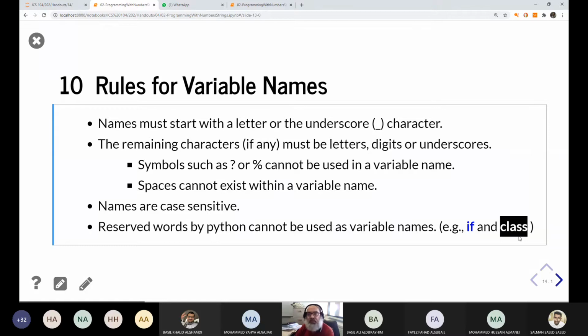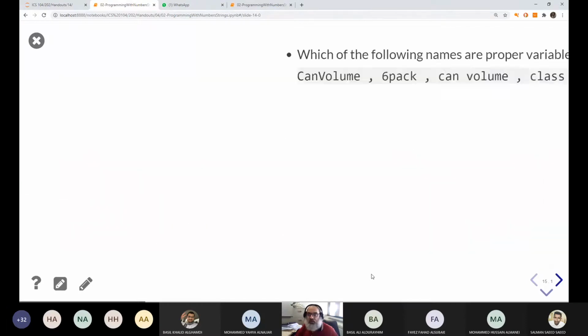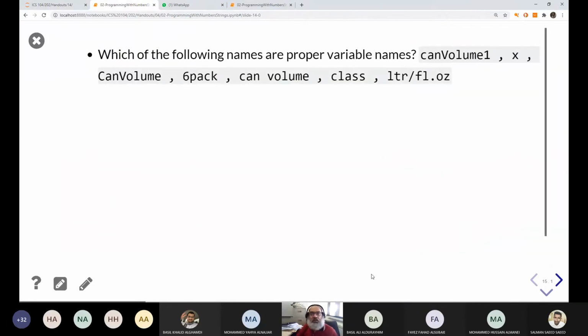These are the rules. Now, whichever sequence of characters you choose, you basically check these rules. If there are no problems with any of these rules, then it is a proper variable name. So let's take the following example, and let's see whether these are proper variable names or not. So let's try to write it. Let's start with the first one.